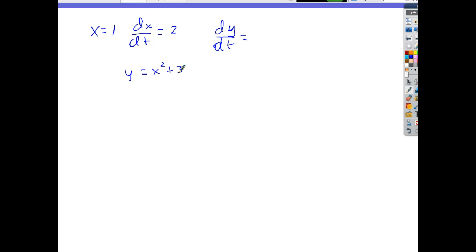I'm looking for dy/dt. I better make this a dy/dt, right? So I take the derivative of both sides with respect to time, which means this is a 1. But that's not a t, so I have to tack on a dy/dt. x squared, that's going to be a 2x. But that's not a t, so I have to tack on a dx/dt. What's the derivative of 3? 0, it goes away.